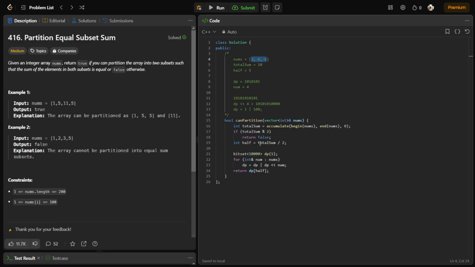But since we are only interested in the half, which is 5, and looking at this, 0, 1, 2, 3, 4, 5, we cannot create a subset with a total of 5, since there are no numbers here that give us that option basically. Okay, so basically that's how it works. That's why I chose to use the bitset method to do this. Anyways, that's all I have to show. Thanks.